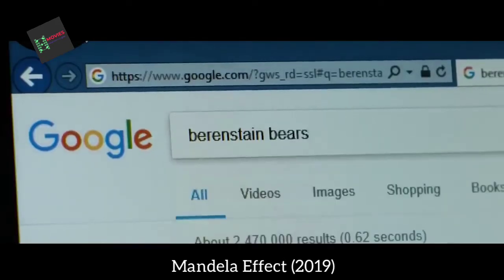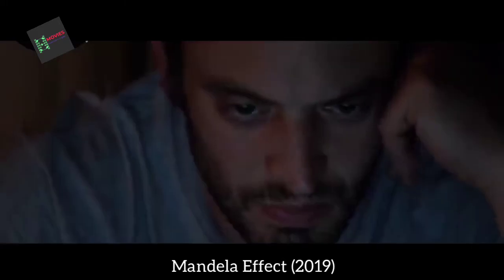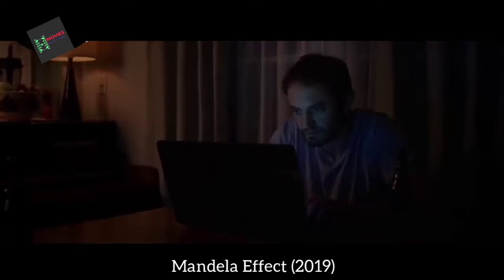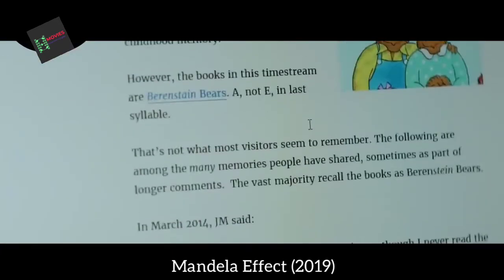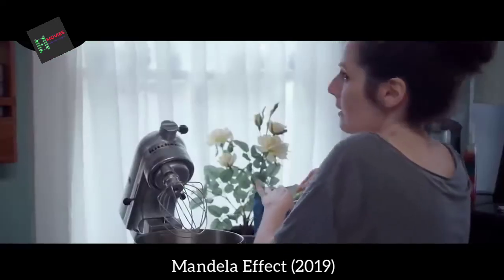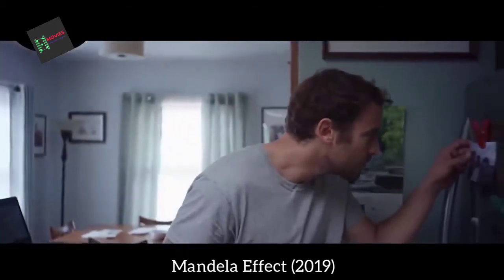Out of curiosity, Brendan tries to find it on the internet, and it turns out that there are many people who think that the writing in the book is The Berenstain Bear, with an E. Brendan continues to look for information about it until he finally finds a theory that explains the incident, namely the Mandela Effect theory.